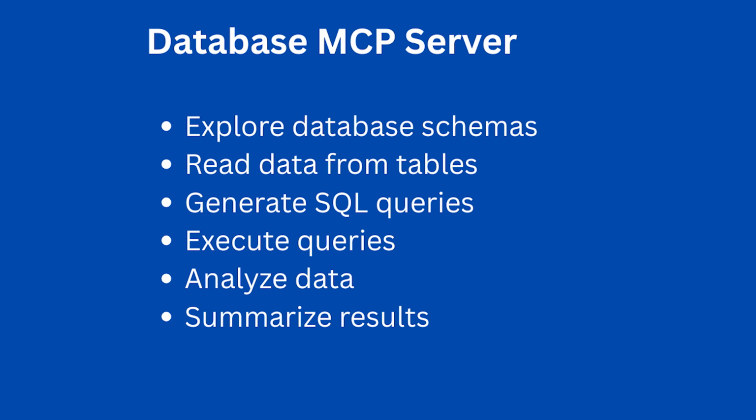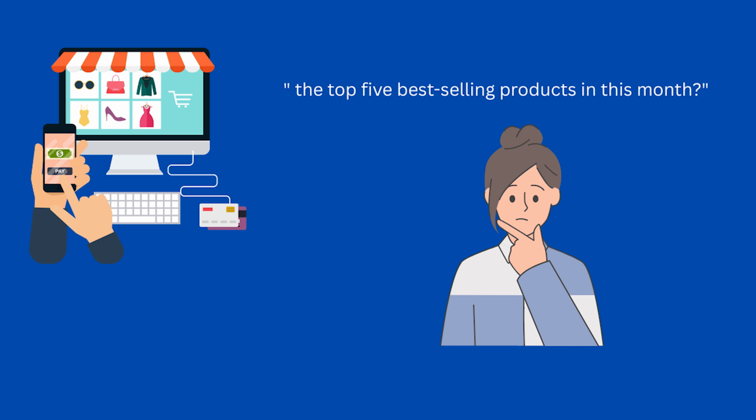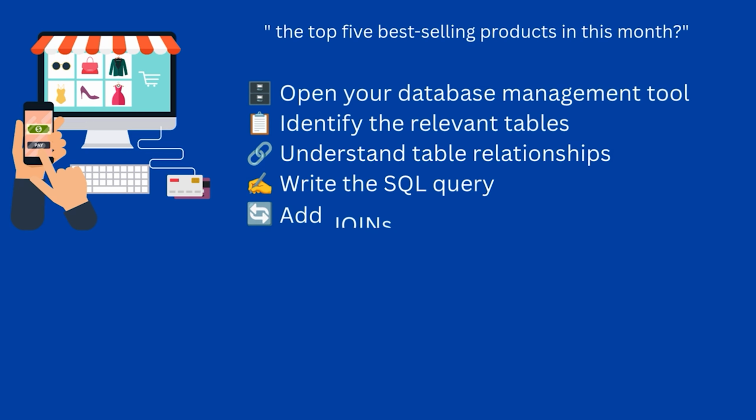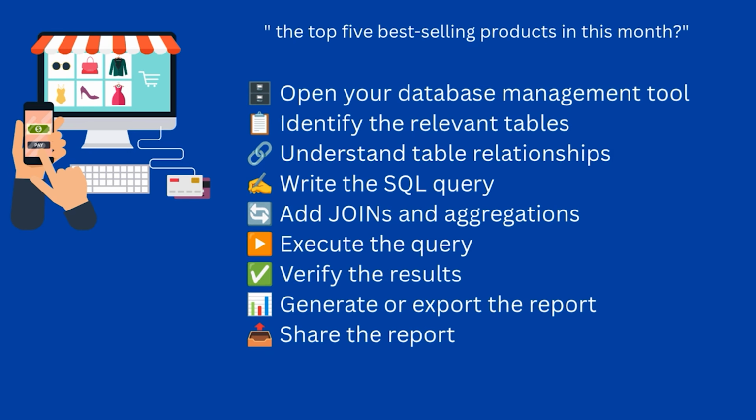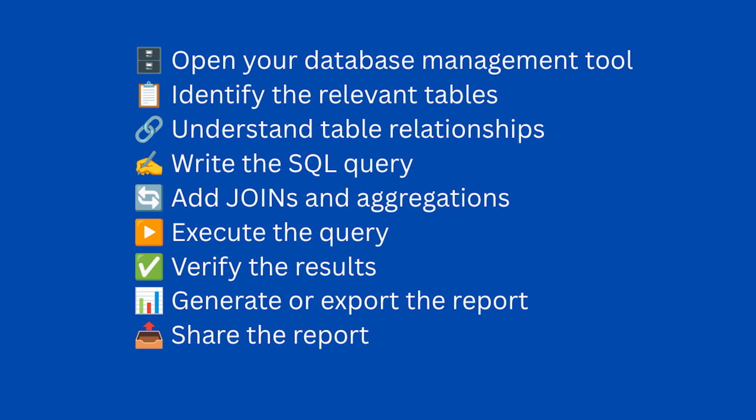Let's compare this with the traditional workflow. Imagine you have an e-commerce website and you want to get the top 5 best-selling products this month. In the traditional workflow, first you open your database management tool, then you identify the relevant tables, understand their relationships, write a SQL query with joins and aggregations, then execute it, verify the results, and finally share the report. If you need last month's data grouped by category, you repeat the process by modifying the query and running it again.